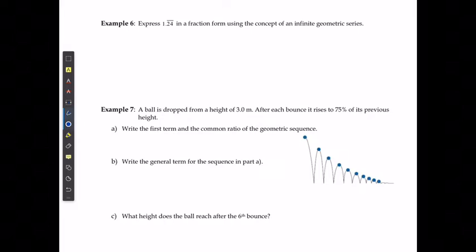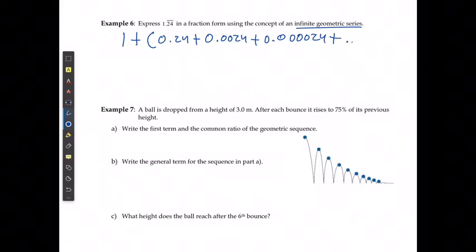If I'm expressing 1.24 repeater in a fraction form using the concept of an infinite geometric series, then anything to the left of the decimal, or anything to the left of where it repeats, is going to be its own value. And then I'm going to add that to, here is where the series is actually going to start, 0.24, and then 0.0024, because it's just going to be the same value again afterwards, and then 0.000024, and so on and so forth.